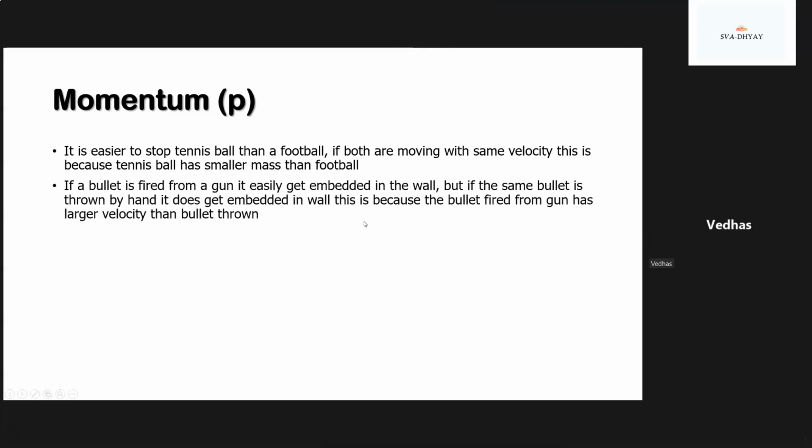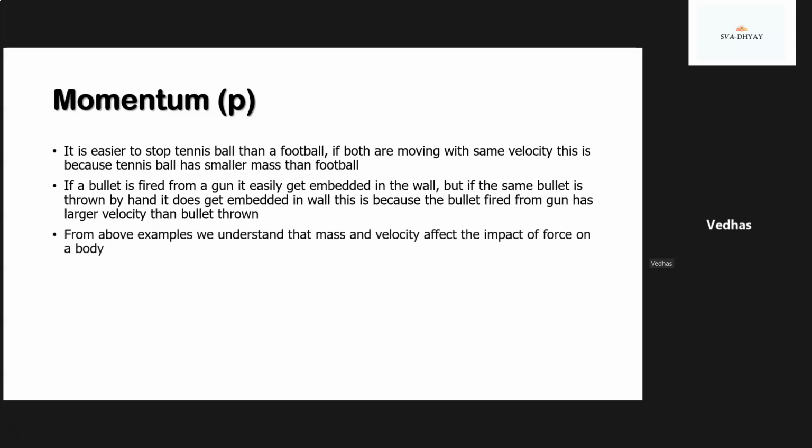If bullet is fired from gun, it easily gets embedded in the wall, but if the same bullet is thrown by hand, it does not get embedded in wall. This is because the bullet fired from the gun has larger velocity than bullet thrown by hand. From our examples, we understand that mass and velocity affect the impact of force on a body.